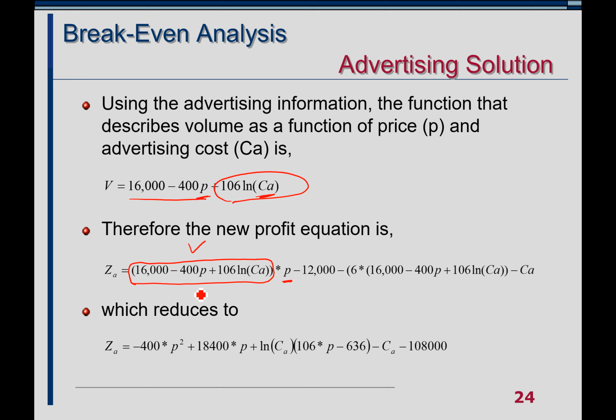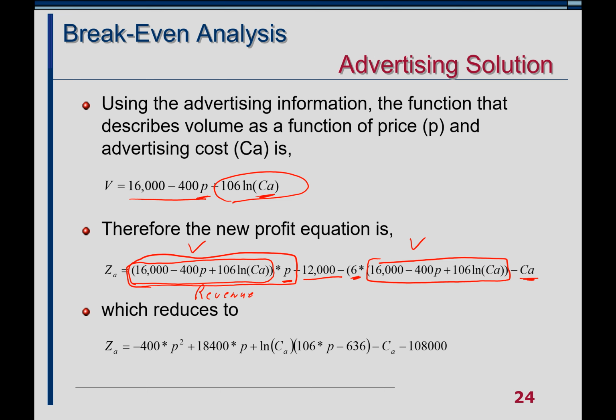Okay, so revenue is all of this right here, minus her fixed cost, which is 12,000, minus her total variable cost, which is still going to be 6, times this, which is just our volume. And then minus C sub A. Why do I minus the C sub A? Because I actually have to subtract the cost.